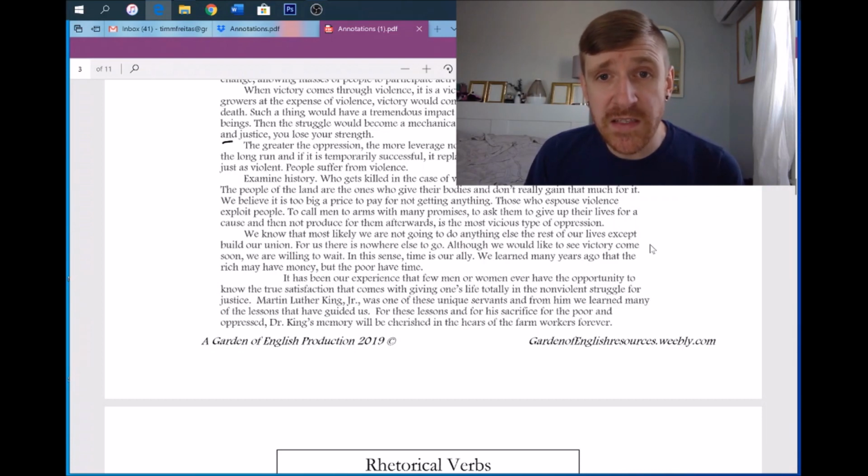Who gets killed in the case of violent revolution? The poor and the workers. The people of the land are the ones who give their bodies and don't really gain much for it. We believe it's too big a price to pay for not getting anything.